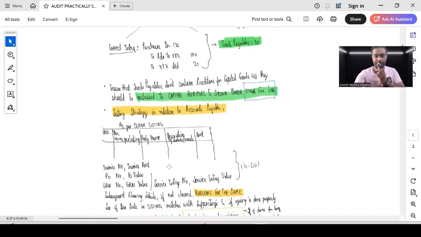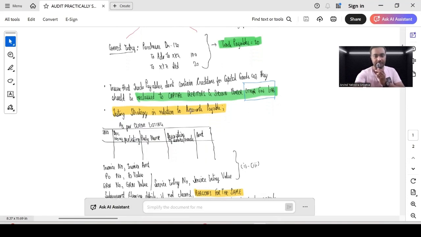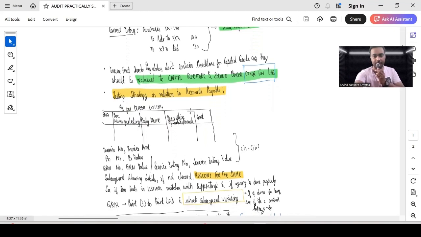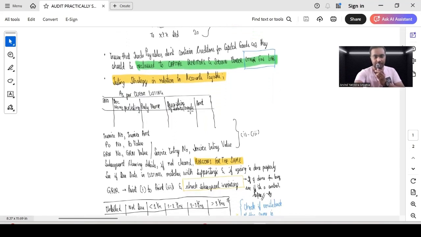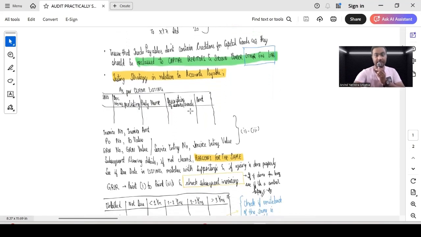Then your PO number, PO value. And your GRN number, GRN value. Or if it's a service that is being availed, it would be a service entry number and service entry value. Then subsequent clearing details. As on 31st March, the amount would be outstanding. That is obviously why it is coming under trade payables. Then after 31st March, let's say 1 month into the audit, ideally the amount has to be cleared at the time you come for the audit or in the course of your audit.